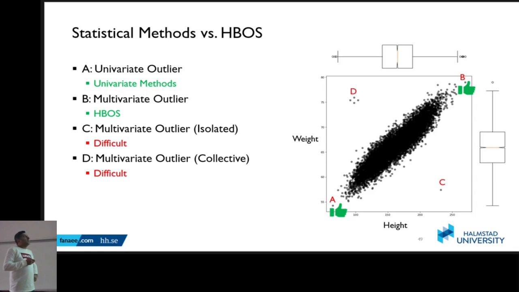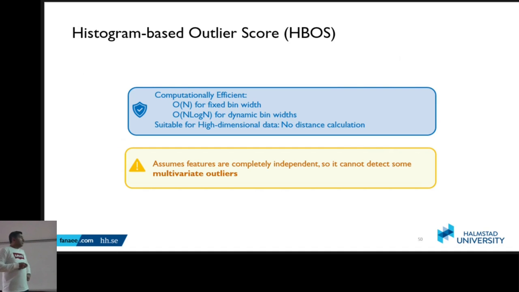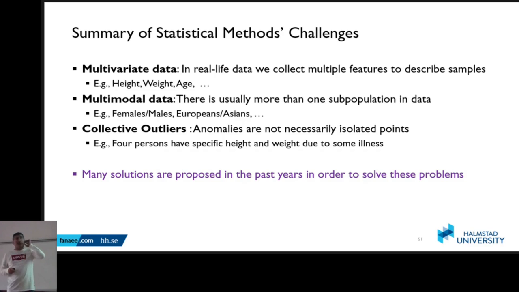Because it assumes that all of these features are independent. So here we come to the advantages and disadvantages of this method. Computationally, it's very efficient, linear with a fixed bin size, or n log n for dynamic bin widths. So it's suitable for high dimensional data because it doesn't calculate any distance. But it assumes that features are completely independent, so it cannot detect some of these multivariate outliers. So we need a more sophisticated method.